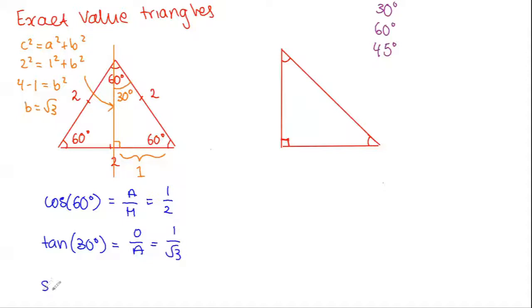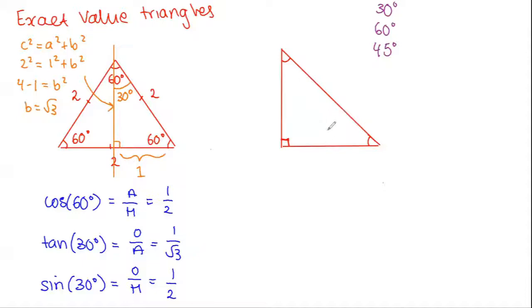And say, we'll do one more if we wanted to do sine of 30 degrees as well. We do the opposite over hypotenuse. From the 30-degree corner, opposite is 1, hypotenuse is 2, so we have 1 on 2. Okay, so this is how you can do some of your exact values with the 30 and 60 degrees.